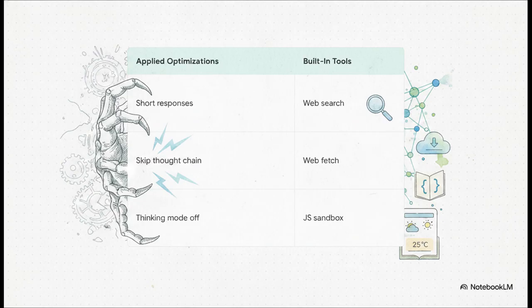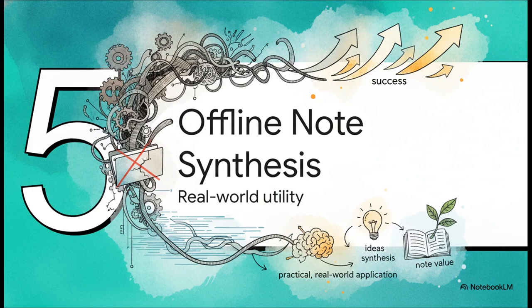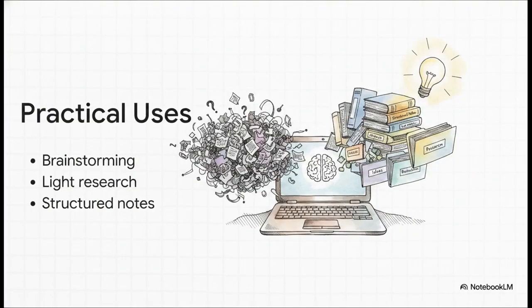Finally, we arrive at Section 5, Offline Note Synthesis Value and its Real-World Utility. So think about what we've got here. We have a system that is incredibly slow, lacks advanced controls, and can't handle file uploads. Sounds kind of terrible, right?